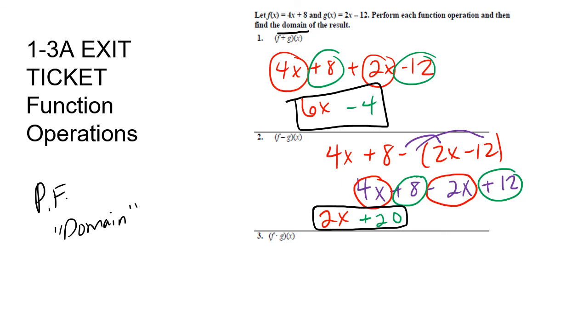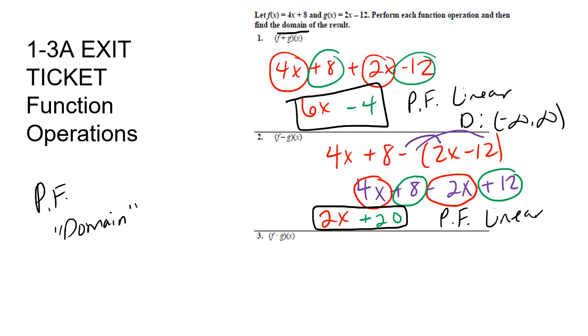Now let's talk about the domain of both of these. So notice I added a linear plus a linear, and it produced a linear. So here I made a linear function. So my parent function is linear, and the domain for all linear functions is all real numbers, right? Negative infinity to positive infinity. Same thing here. My parent function is linear. My domain is all real numbers, negative infinity to positive infinity.